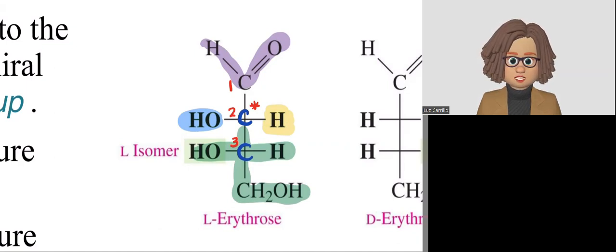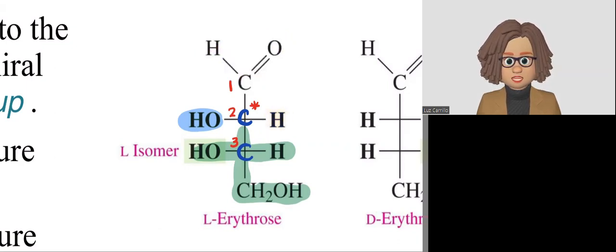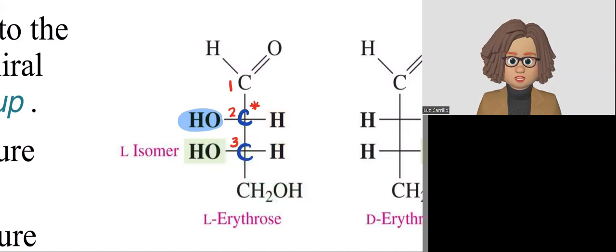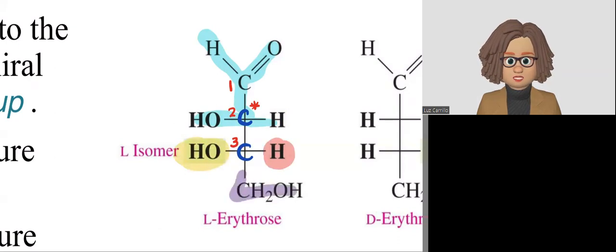Next, I'm going to erase this work to illustrate why carbon 3 is also chiral. Carbon 3 is chiral because when we look at the groups that are around it, it has this whole carbon chain, is attached to hydrogen, is attached to OH, and is attached to this group. That's why carbon 3 is chiral.